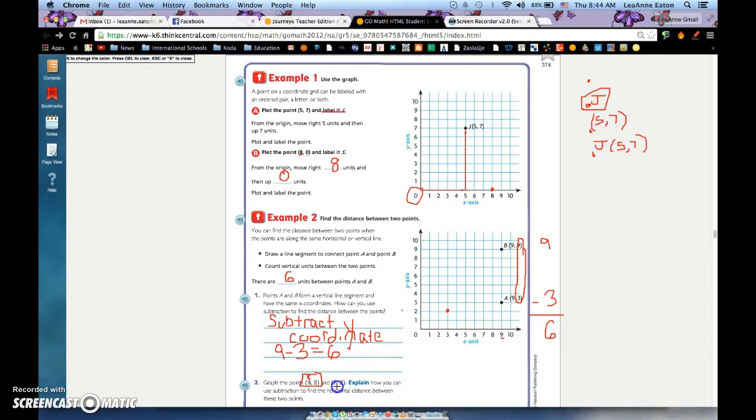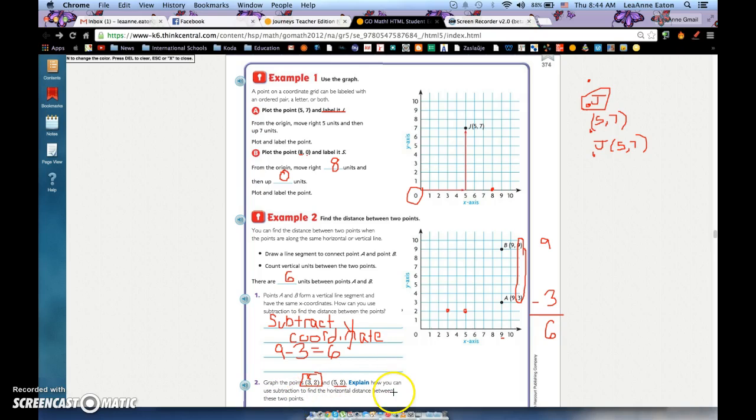And then we have (5, 2). So we're going to go from the origin over to 5, and then we're going to go up 2. Okay, see? So we have 2 dots now on our coordinate plane.